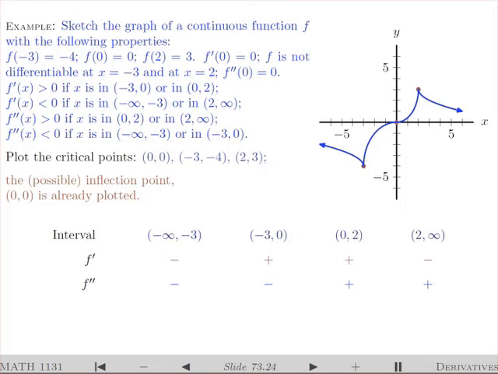Since there is no information about x-intercepts, we won't worry about whether there are x-intercepts or not. So now I have a graph that reflects all the given information. And this concludes our example.